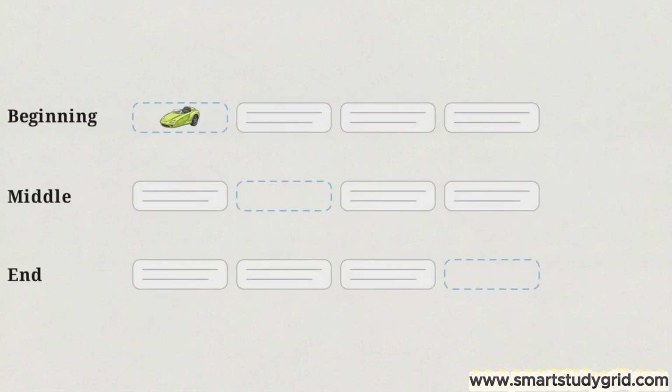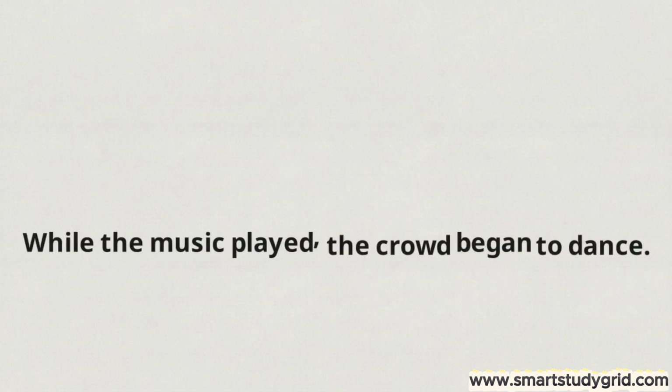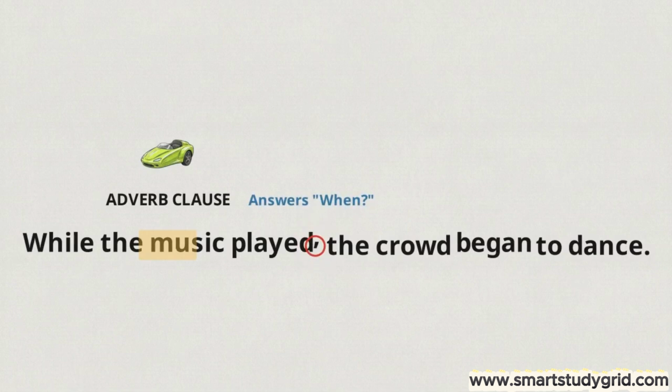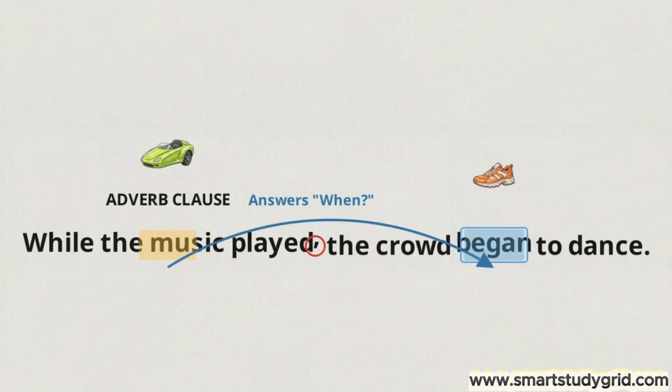Adverb clauses have a bit more freedom. They can often be placed at the very beginning of a sentence. For example, while the music played, the crowd began to dance. When a dependent clause starts a sentence, notice the comma used to separate it from the main thought. While the music played tells us when the action of the crowd took place. It modifies the verb began, confirming it is an adverb clause.